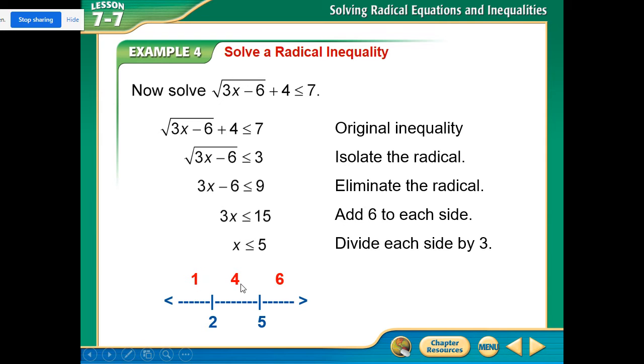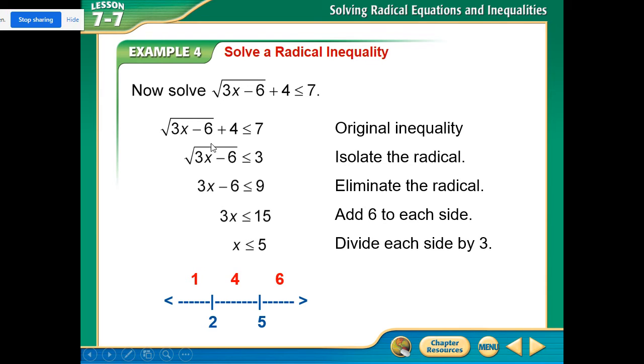So we need to take some numbers to go ahead and test. So I need a number that's in this section, something that's less than 2. Well, 1 works. How about a number between 2 and 5? 4. Could you pick 3? Sure. Something greater than 5. How about 6? Real simple. We're going to test these 3 points.